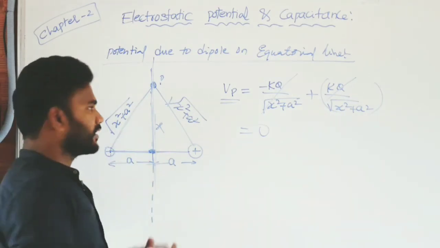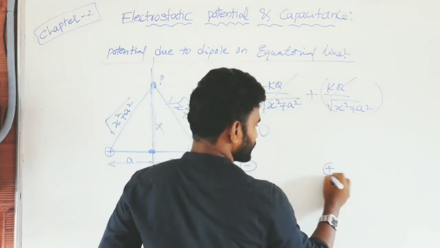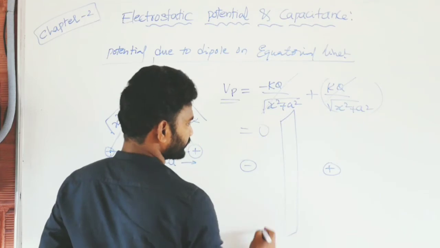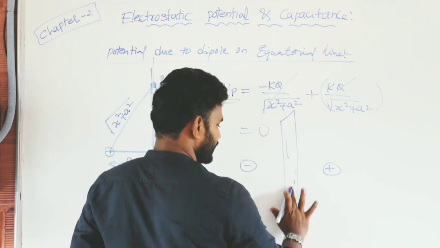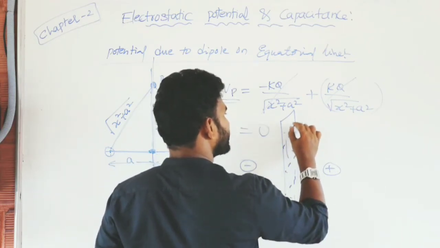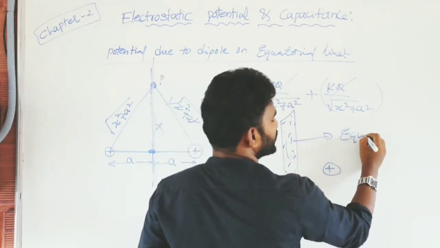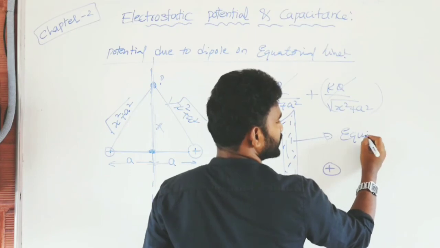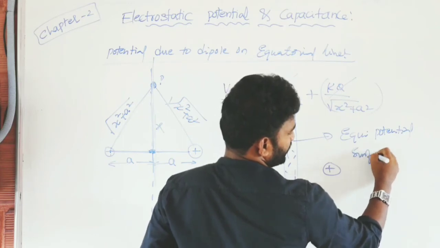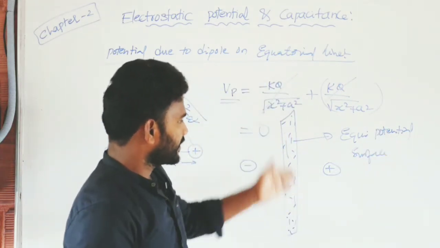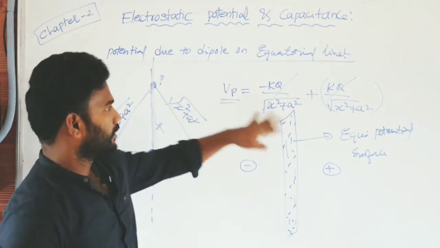Actually, it is a three-dimensional figure. You will be getting a plane. Minus charge, positive charge, there will be a plane. Here all the potential is 0 potential. So at any point you consider on this plane three-dimensionally, the potential is 0. This kind of plane is called an equipotential surface. Are you understanding? This is the concept of the equatorial line and axial line.